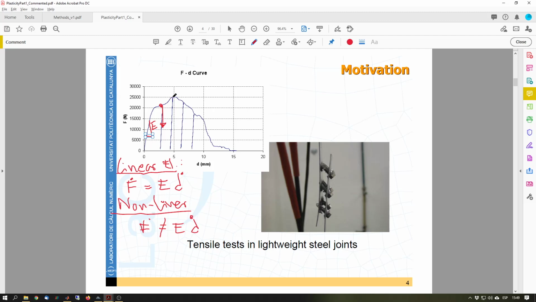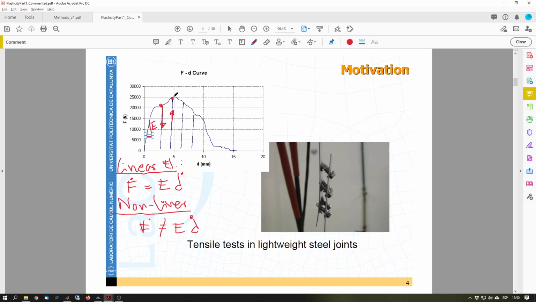But it's still non-linear because it doesn't go to the origin, it goes through a branch. And if we want to unload at that point, for that displacement, we will also go through a different, nearly vertical branch. So the stiffness has changed in that unloading regime. And if we keep going on that branch from here, we would be going down nearly to zero force.